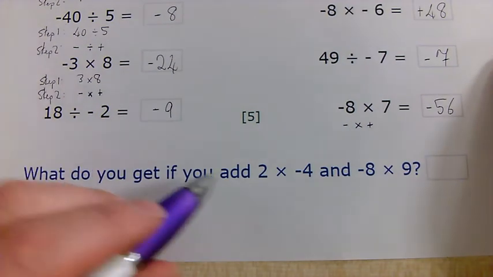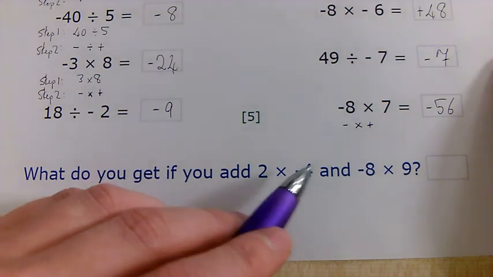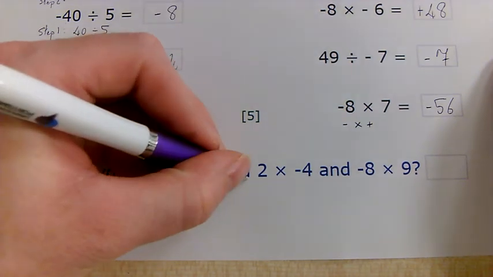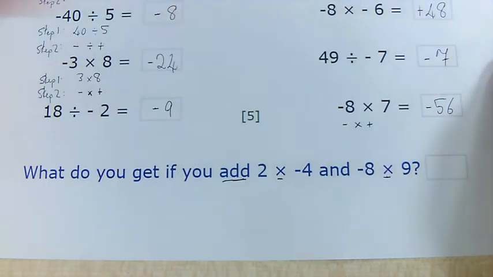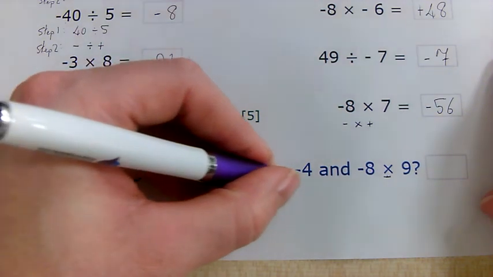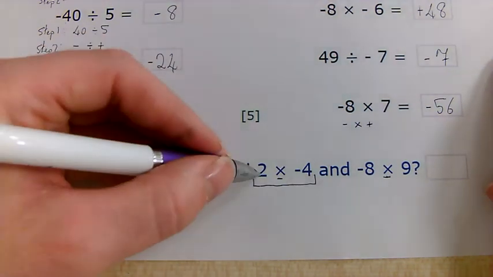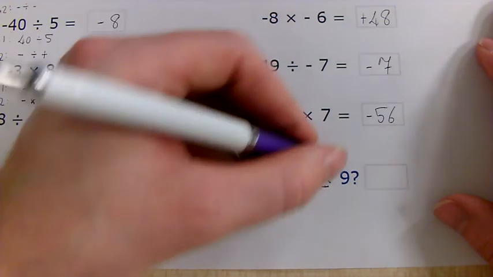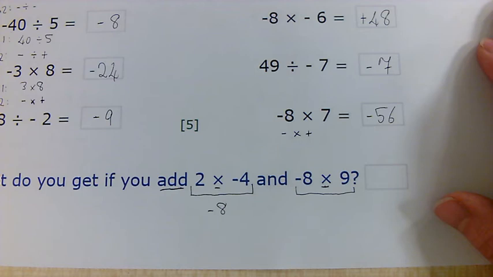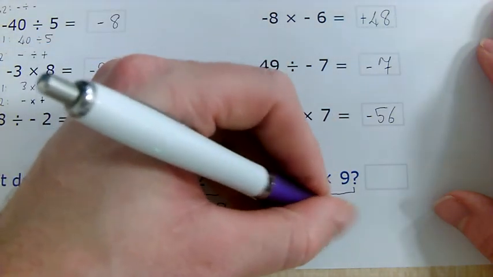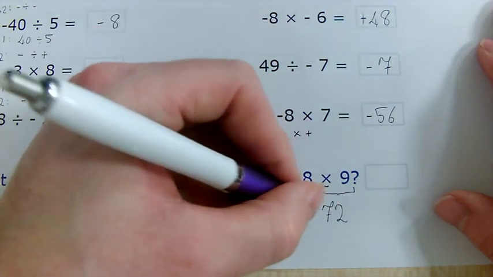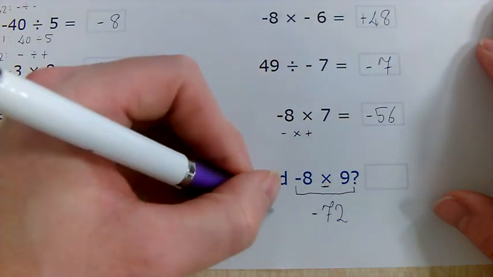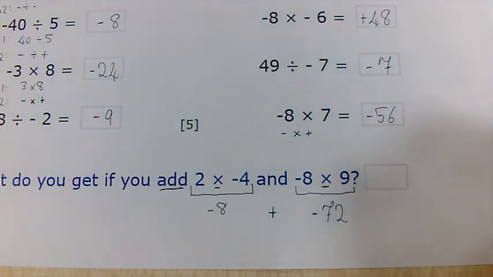What do you get if you add 2 multiplied by minus 4 and minus 8 multiplied by 9? Well, we've got an addition here, we've got a multiplication and another multiplication. So I'm going to do the multiplications first. 2 multiplied by minus 4 is minus 8. Minus 8 multiplied by 9, well 8 times 9 is 72. And a negative multiplied by a positive is a negative. It asks me to add the two of these together. So that's what it looks like now.